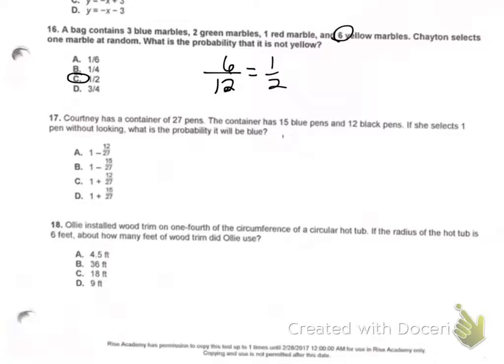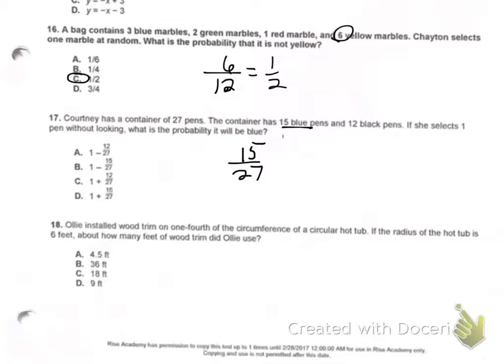17, 16 on your paper. Courtney has a container of 27 pins. The container has 15 blue pins, 12 black pins. If she selects 1 pin without looking, what is the probability that it will be blue? Alright, so let me just find the probability of blue. So blue is 15, so it's 15 over 27.